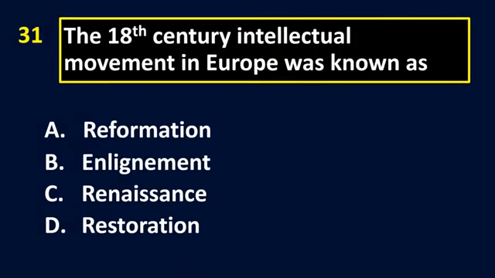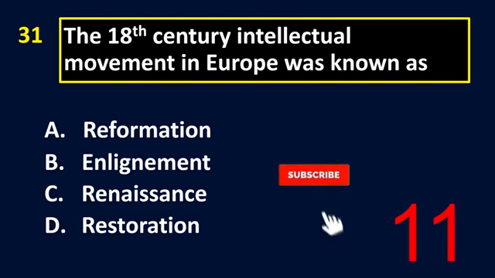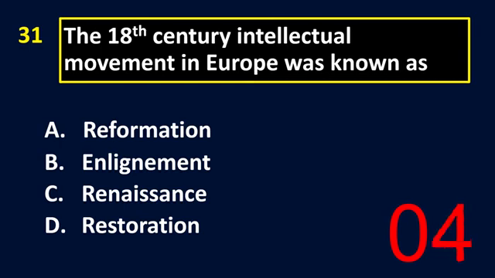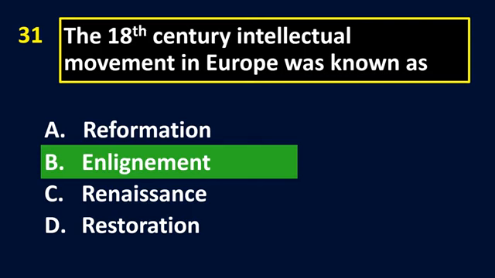31. The 18th century intellectual movement in Europe was known as A. Reformation, B. Enlightenment, C. Renaissance, D. Restoration. The answer is B. Enlightenment.